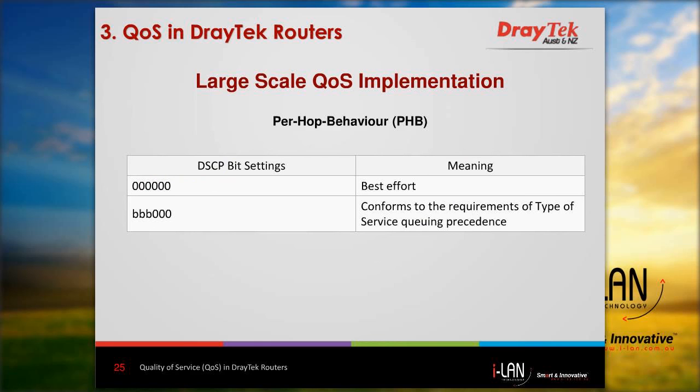On this slide, I just show that per hop behavior is a term used in differentiated services, and it defines the policy and priority applied to a packet when traversing a hop, such as a router, in a DiffServ network. Here we have some examples of the DSCP bit settings. All zeros is used for best effort, and the second example is another one which conforms to the requirements of a particular application.